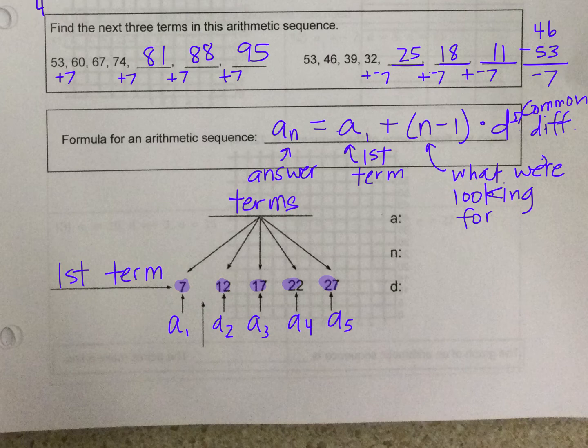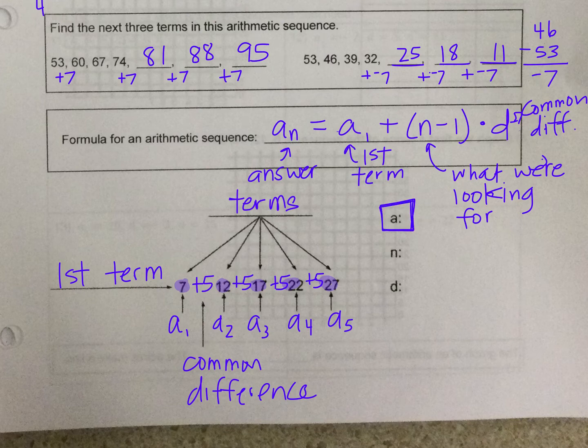Now to get from 7 to 12, we add 5. So for each of these, I'm just adding 5. So that's our common difference. So just so we remember, A tells me which term I'm dealing with. N is what I'm looking for. And D is my common difference. Flip over to page 2 and I will show you this in action.